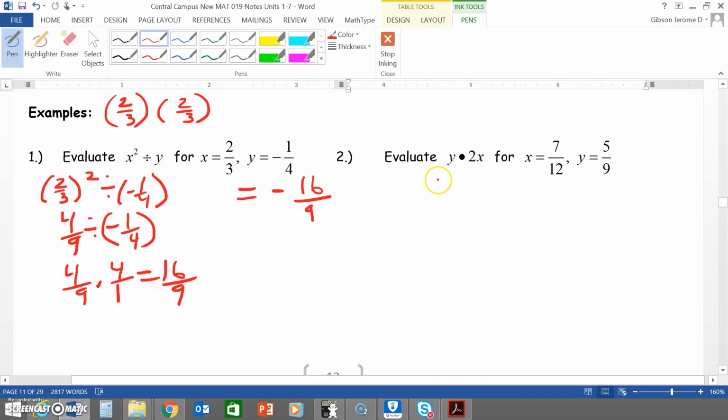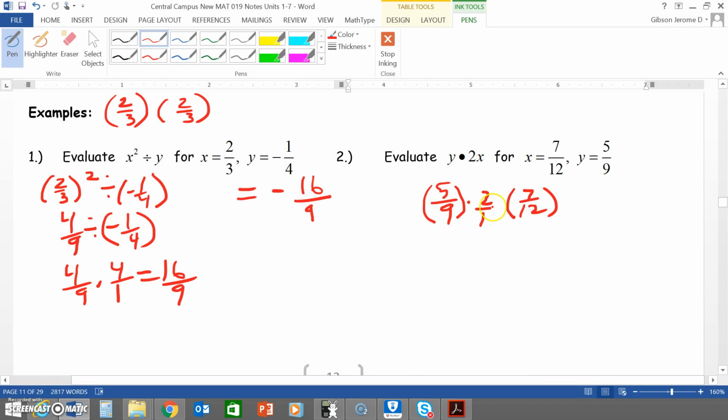Now, we go here to number 2. So this is another substitution problem. We would substitute in 5/9 for y times 2 times, and then we'll substitute in 7/12 for x. Now this is all multiplication. So we could put this 2/1, and we could multiply 5 times 2 times 7, or we could do some simplifying before we multiply. Let me rewrite this so it will look a little bit neater. So this would be 2/1, and this would be 7/12.